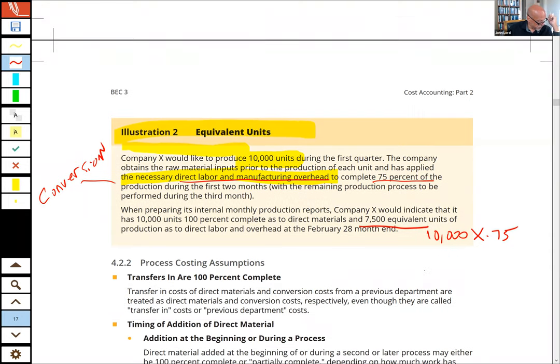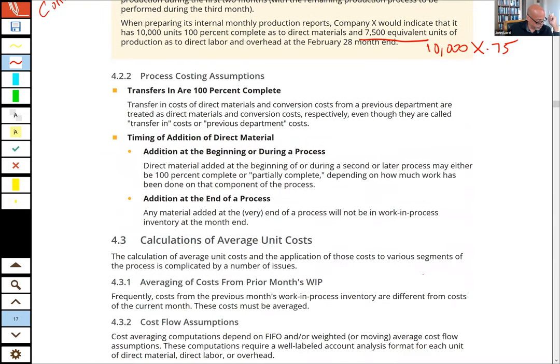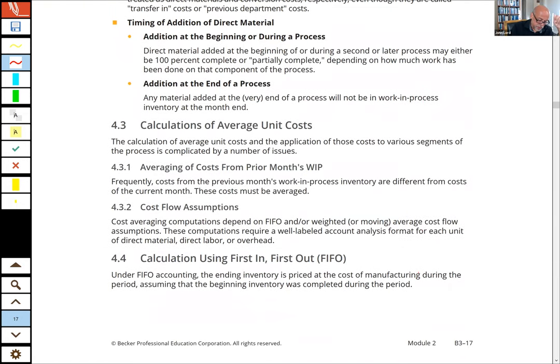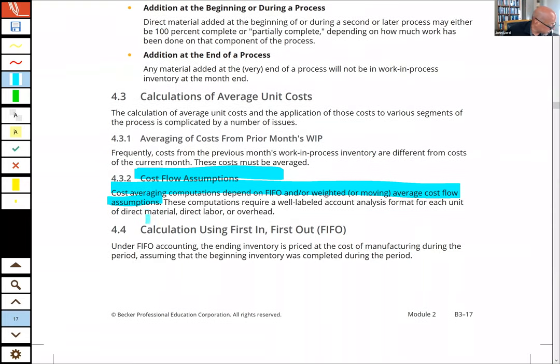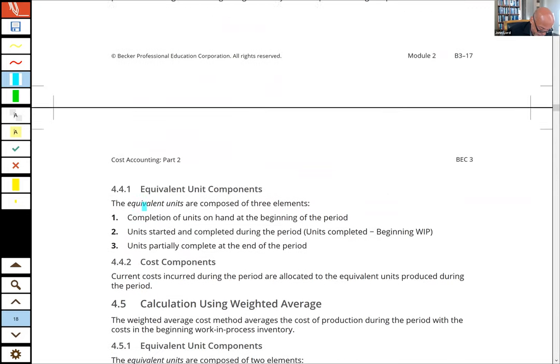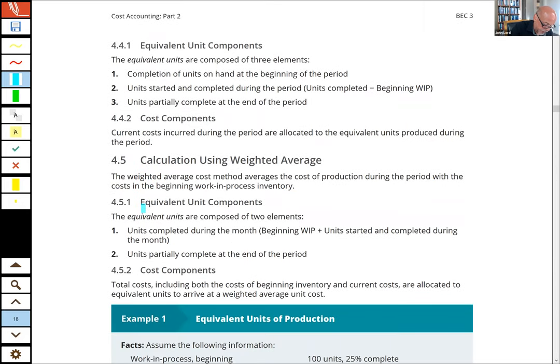Okay, good. Now, they use two assumptions here. They use weighted average and they use FIFO. And we're going to look at both of these, and you are unfortunately going to have to know both of these for the exam. I wish I could just tell you, hey, just know one, because they don't ask the other, but they ask both. All right, good. So let's start with weighted average, and take a look at the calculation using weighted average.